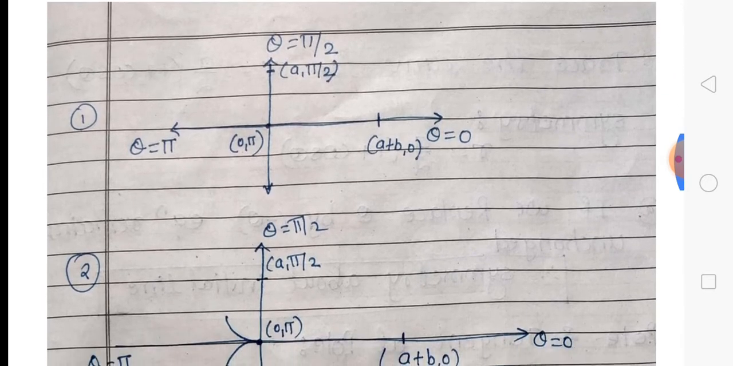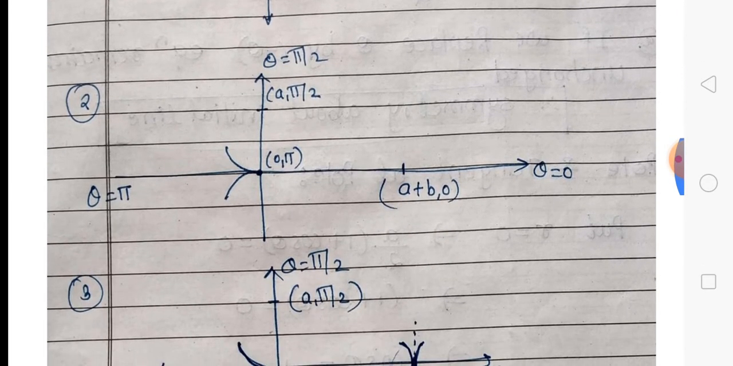First we draw the x and y axis. Here theta denotes the straight line. Here theta equal to 0 line, theta equal to pi by 2 line, theta is equal to pi line. Now next is the point of intersection. We write here the points of intersection. On theta equal to 0, the point is a plus b, 0. On theta equal to pi by 2, a, pi by 2. On theta equal to pi, 0, pi. And on 3 pi by 2, the point is a, 3 pi by 2. Now next is the tangent.